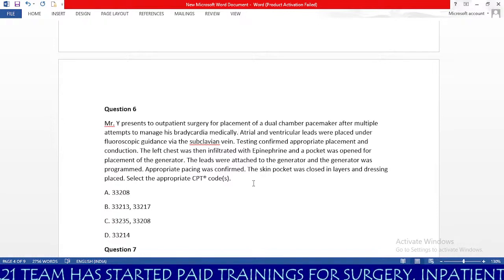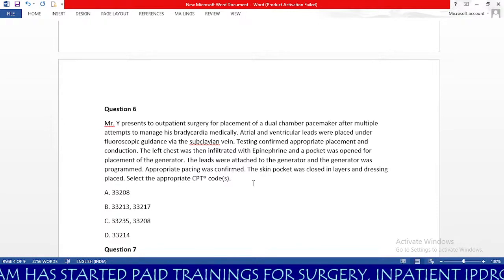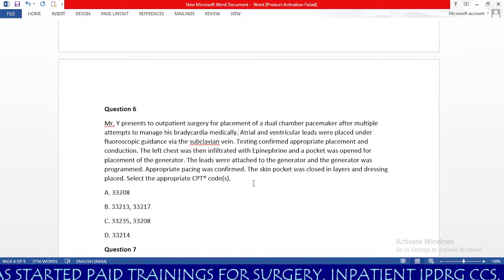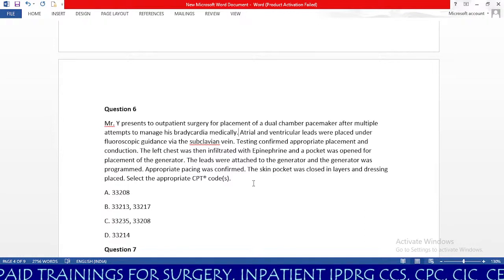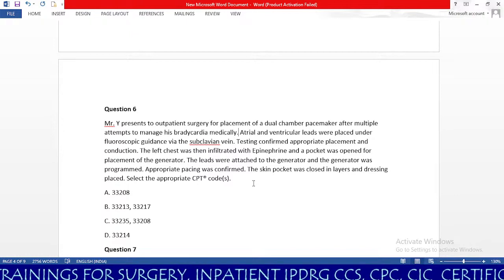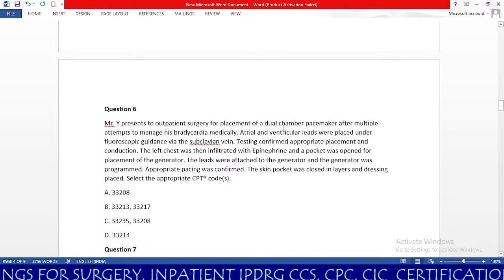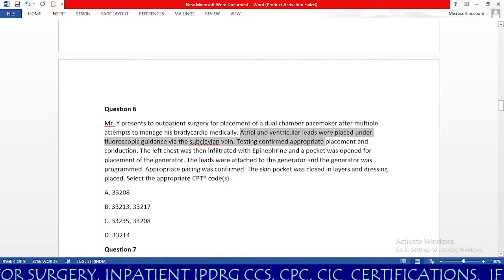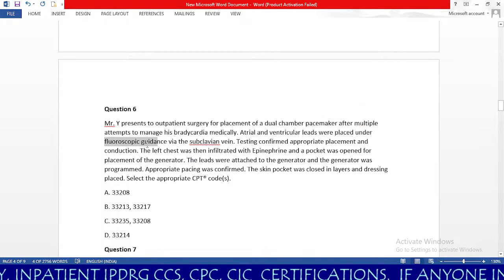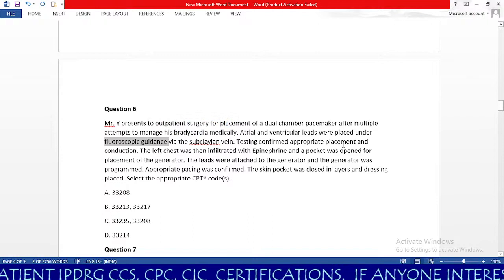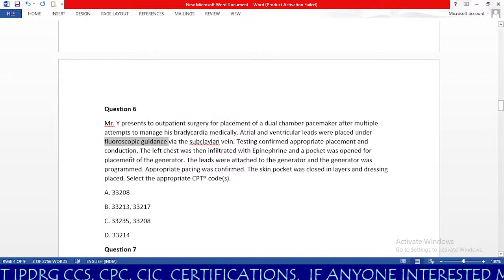So here the physician has inserted a dual chamber pacemaker. Atrial and ventricle leads were placed under fluoroscopic guidance via the subclavian vein. So testing confirmed appropriate. So these are the keywords here. Atrial and ventricle leads were placed under fluoroscopic guidance. So these are the keywords here. Testing confirmed appropriate placement and conduction.